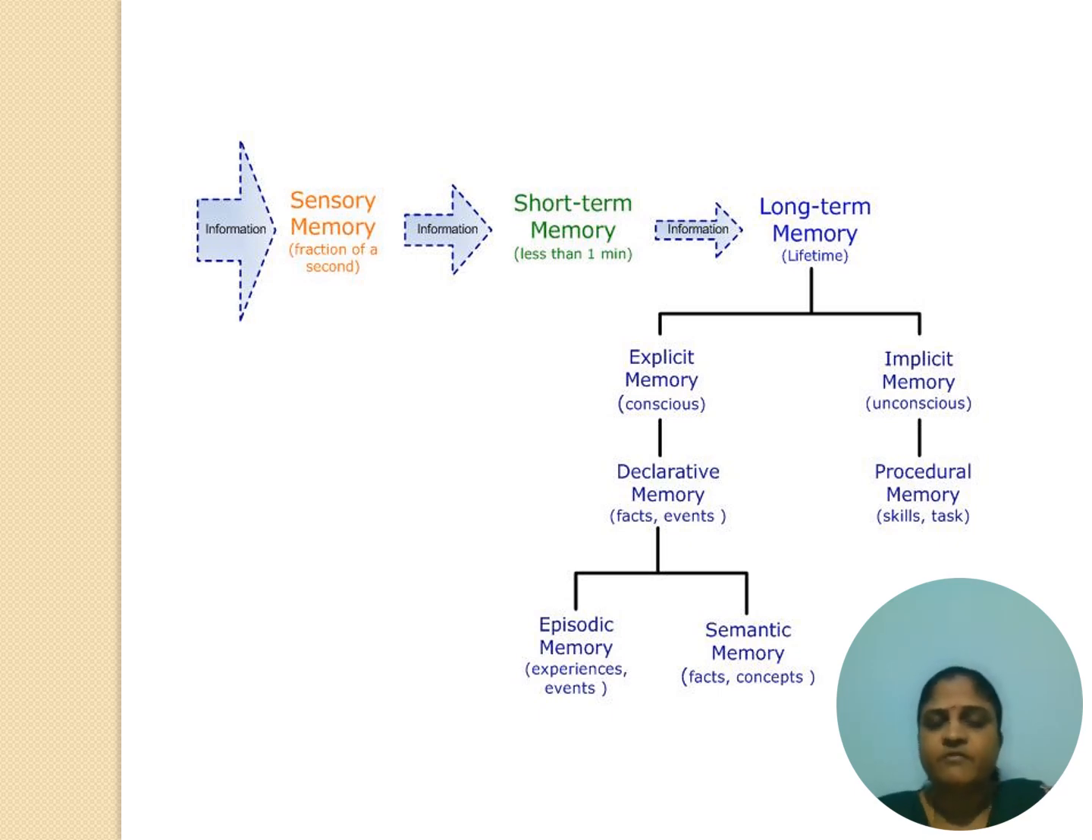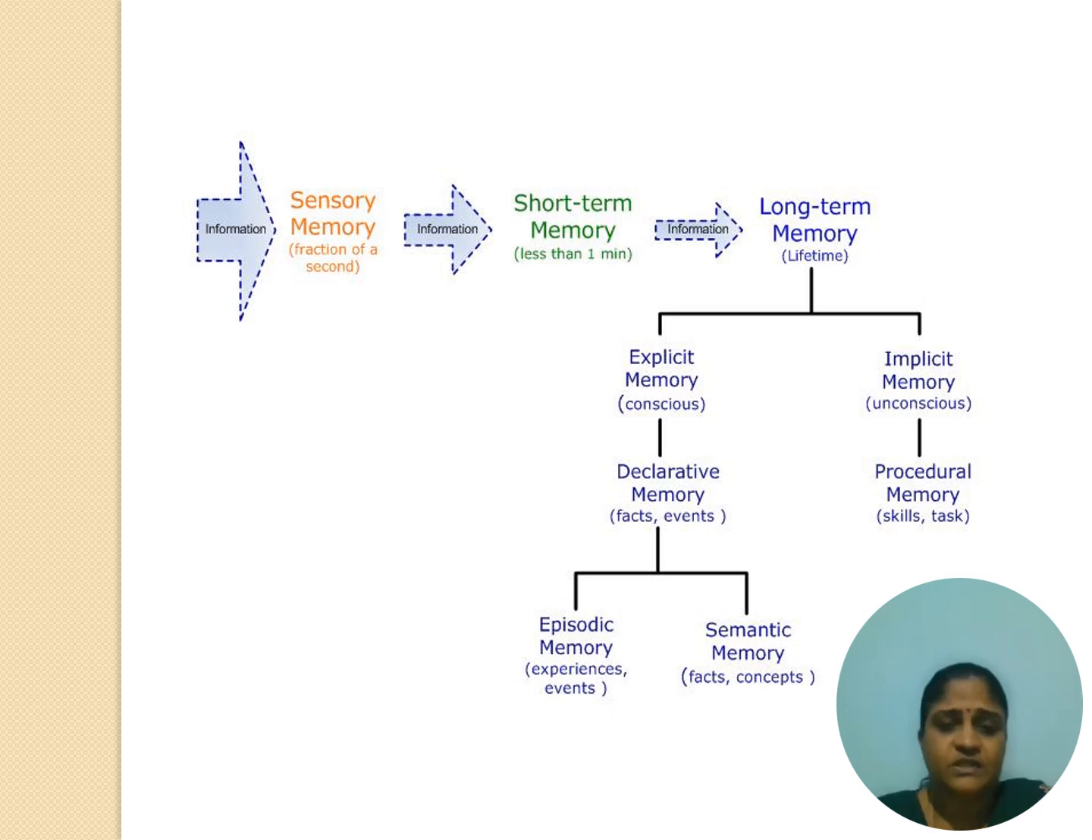Some information we pay very strong attention to. That is the information which is necessary for us. That will be processed through short-term memory, which holds it for less than 1 minute. Information held for less than 1 minute moves to short-term memory. And the information which is processed again and again, rehearsed or learned or used again and again, will be transferred to your long-term memory, that is lifetime memory. Now in the next slides we'll be seeing the different types of long-term memory.